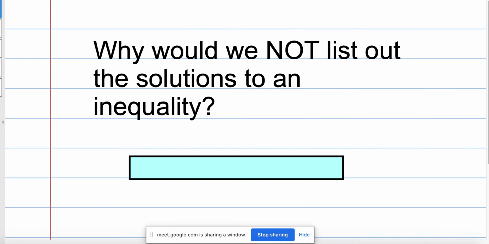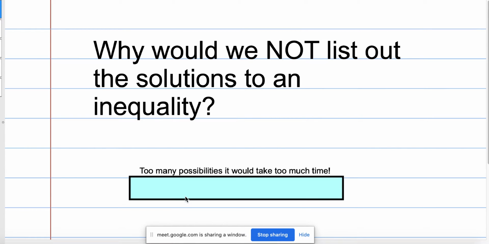Why would we not list out all the solutions to an inequality? Because if we tried to list them all out, there are too many possibilities. It would take too long because it could technically go on forever.